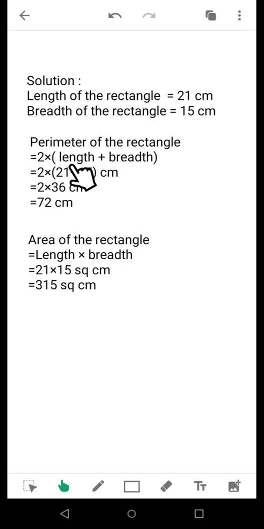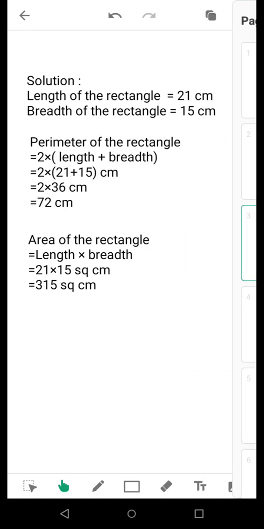Now, the perimeter formula is given by 2 into length plus breadth, then 2 multiplied by 21 plus 15. You first find the sum of 21 and 15, multiply 2 to it, and you will get 72 centimeter as the answer for the perimeter of the rectangle. Now, in order to calculate the area of the rectangle, you have to multiply the length by the breadth, that is 21 multiplied by 15, that gives you 315 square centimeter.